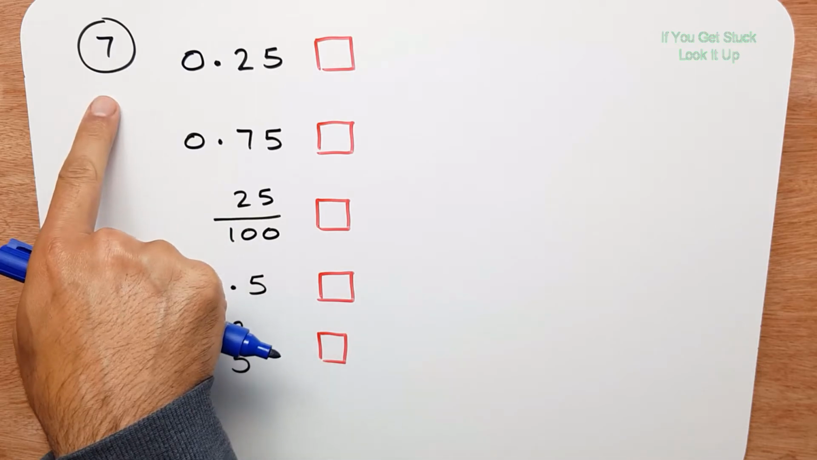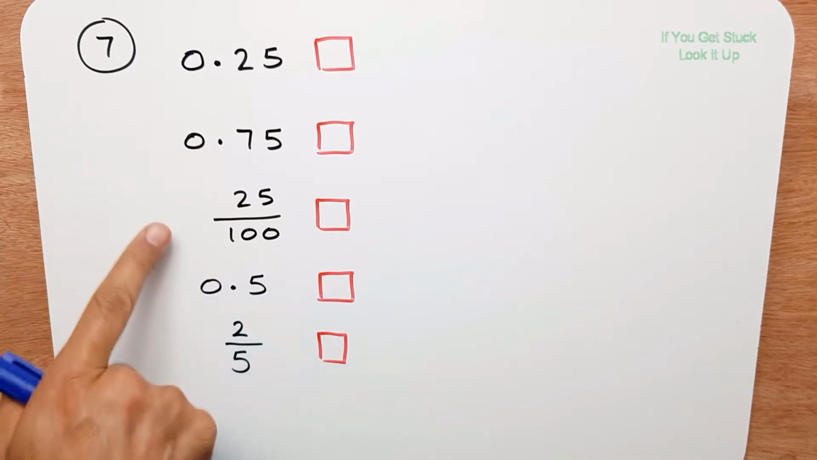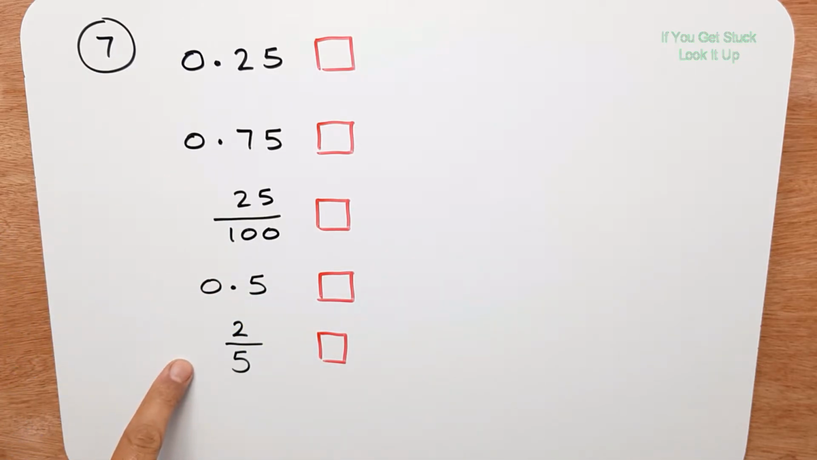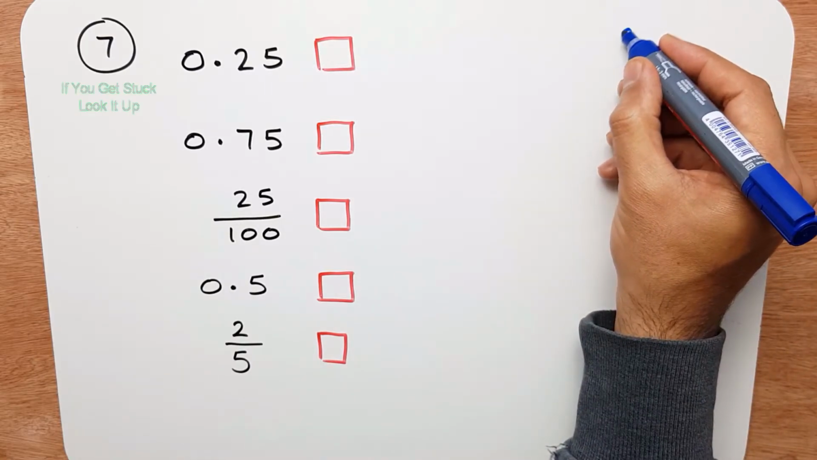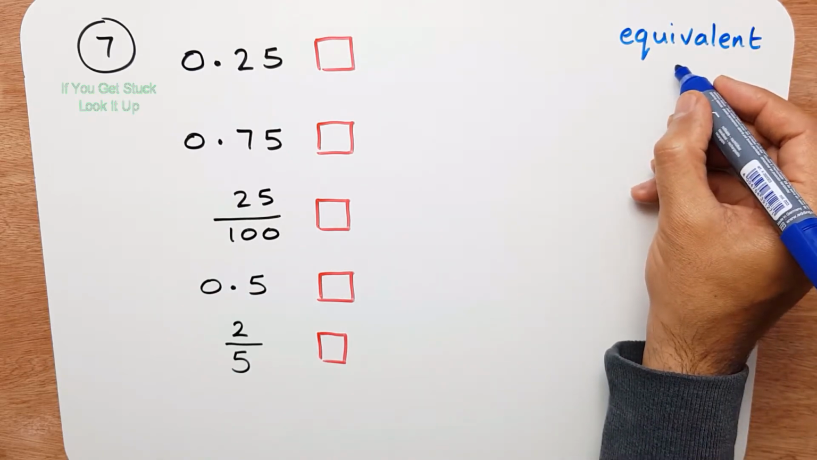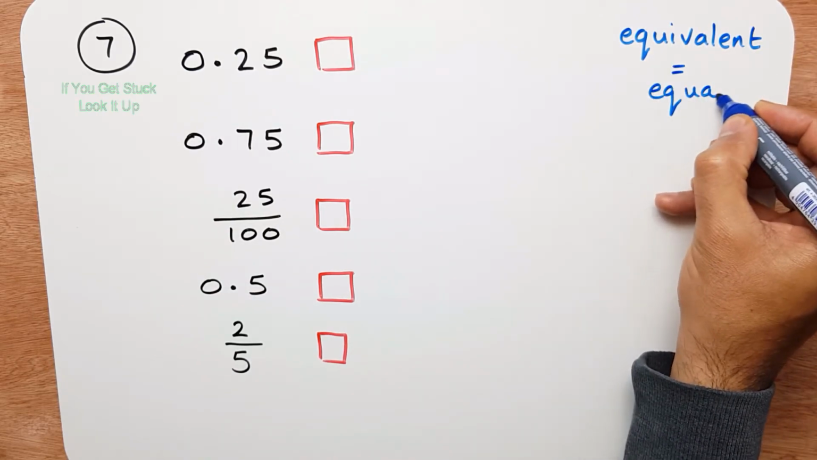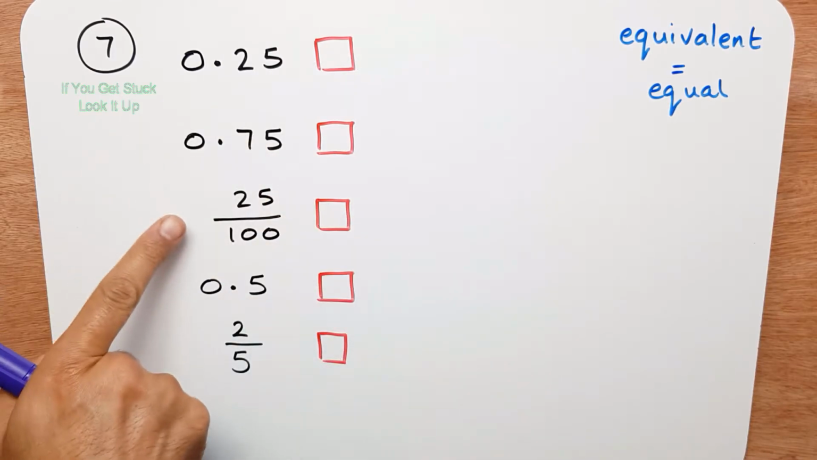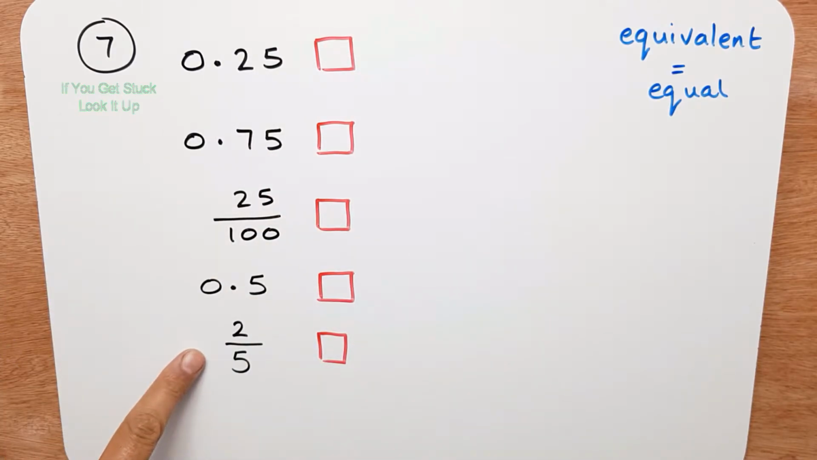In question 7, we're given a list of numbers and we have to tick the two boxes which are equivalent to 1/4. So let me write the word equivalent. It simply means equal. So what we can do is turn this fraction and this fraction into decimal numbers.